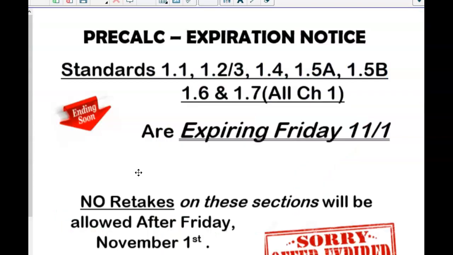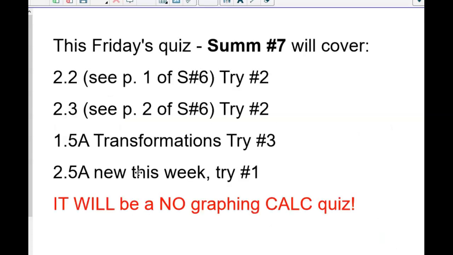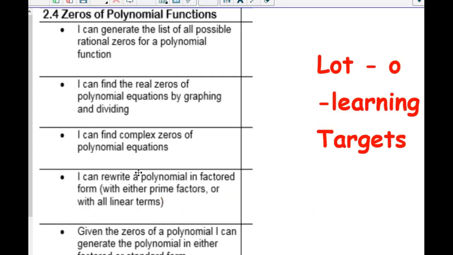So we talked about this, expiration next Friday, all of chapter 1. This Friday's quiz, anybody need to take a picture of that? Otherwise it's on the board. What's on this Friday's quiz? We good? I'll give the review out Wednesday so you'll know. We're good? Okay.